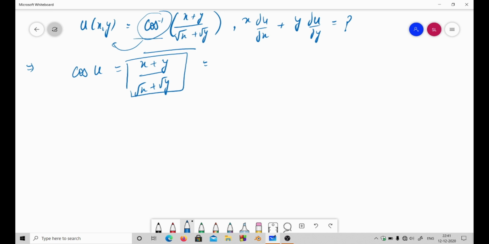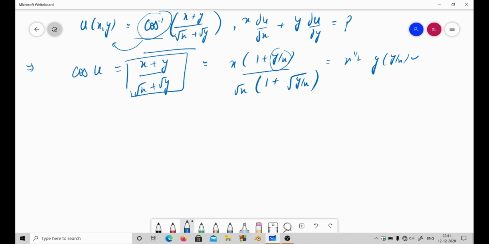Let us take x common, giving one plus y by x, following our first form of homogeneity. Here we get another function, say g, in the variable y by x, so x raised to power 1 by 2 times g of y by x. Then this is a homogeneous function with homogeneity 1 by 2. Therefore we get n equal to 1 by 2. But we get this for the function cos u, you should always keep this in the back of your mind.